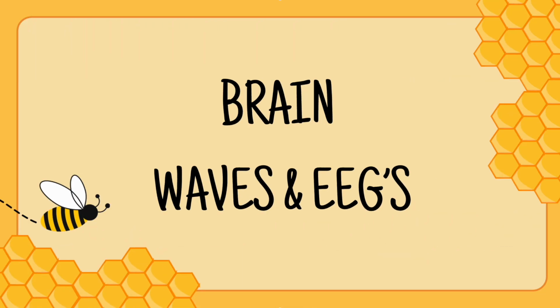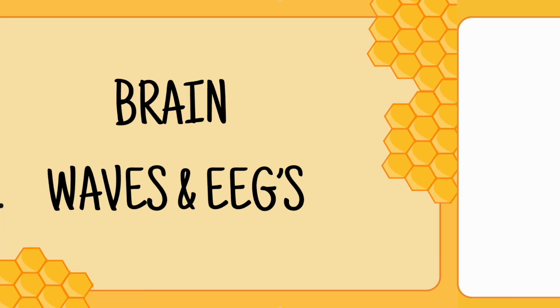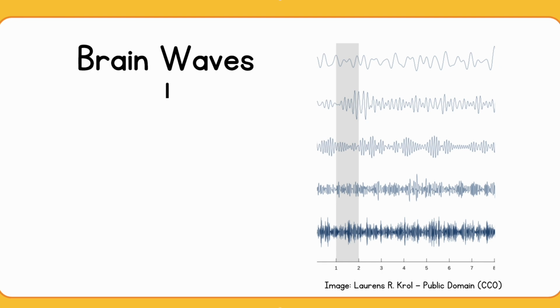Another common theme that was talked about in Chapter 1 is brain waves and electroencephalograms. Careful not to mix that up with electrocardiograms, which are for the heart. So brain waves, there are different kinds, but this is essentially looking at the level of activity of the brain. And that changes depending on if you're awake or asleep.